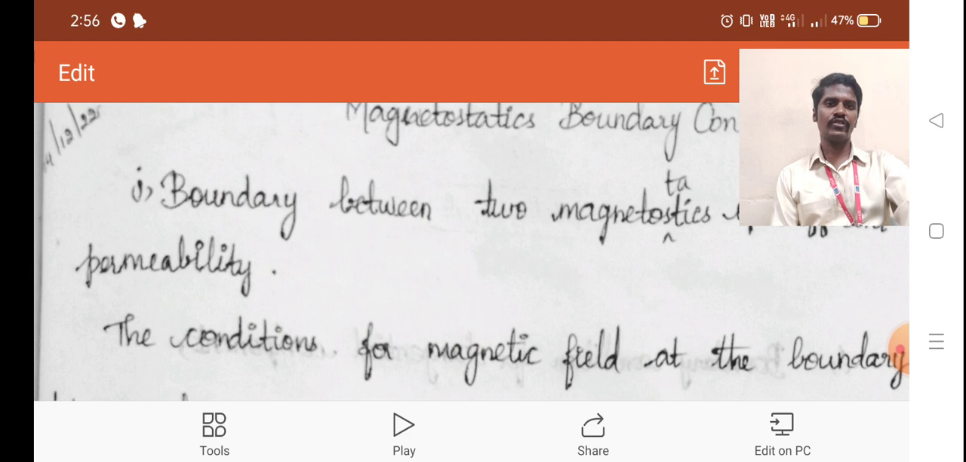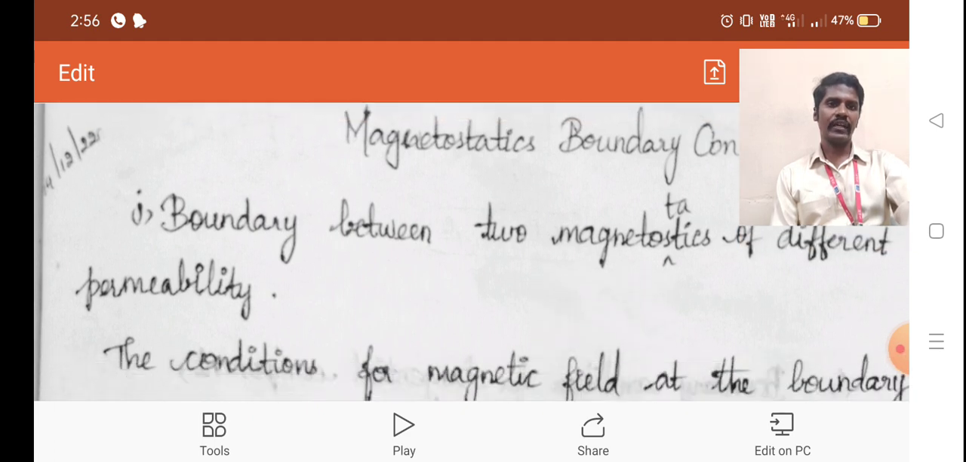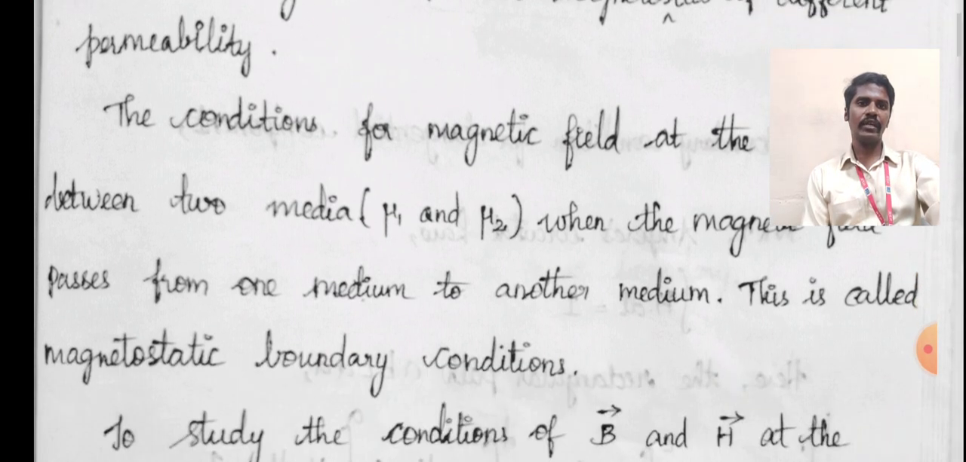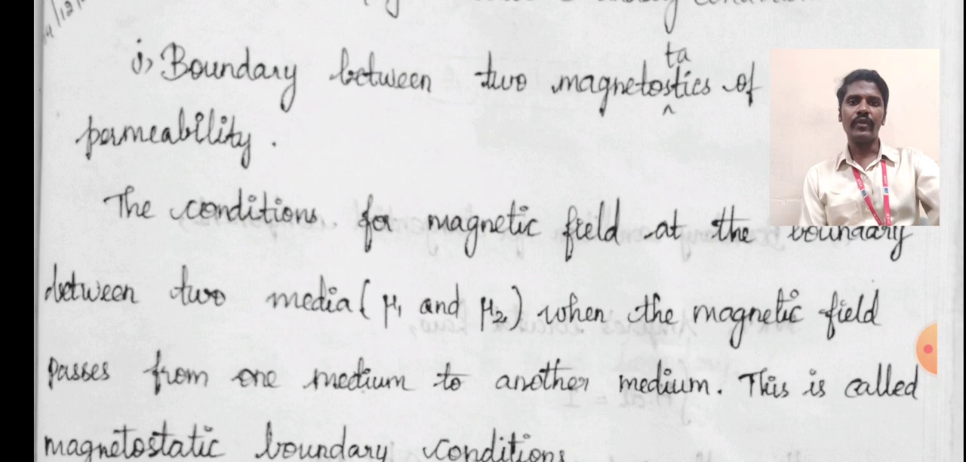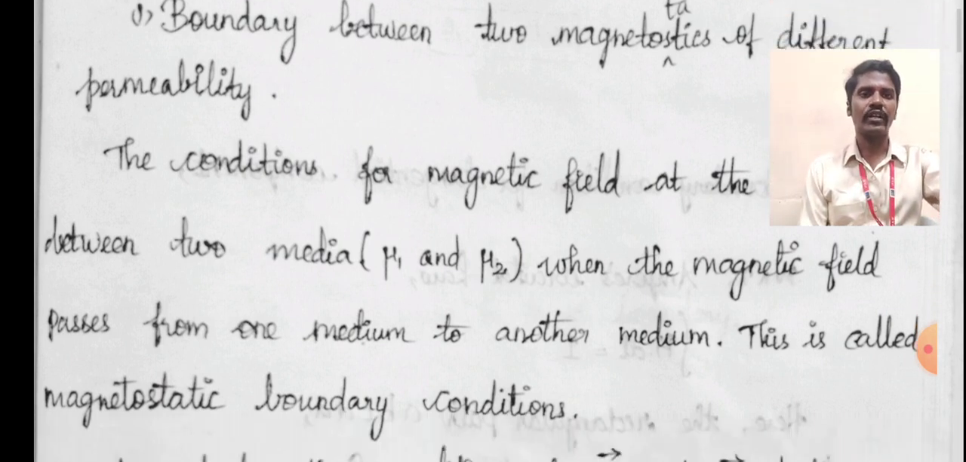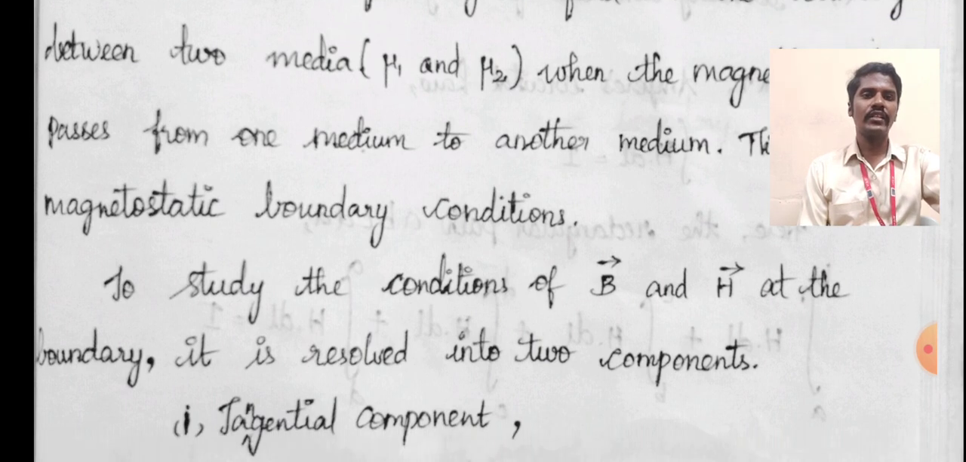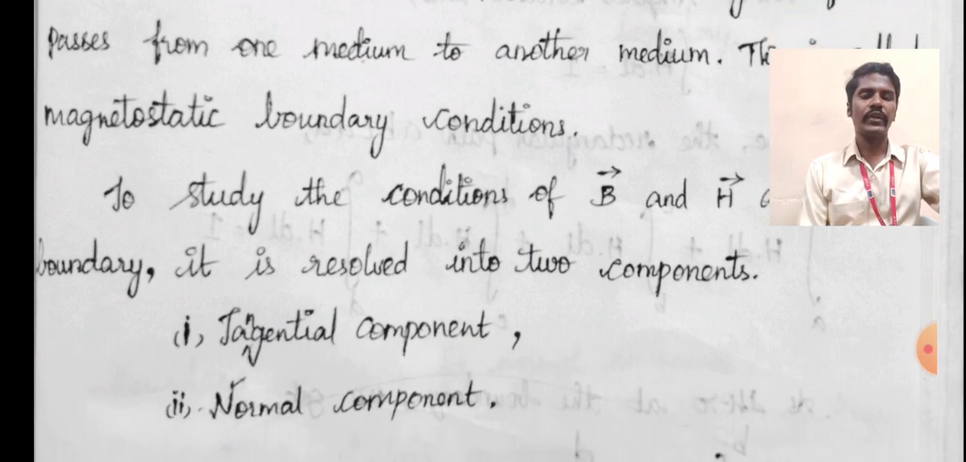First one is the boundary condition between two magnetostatic media of two different permeability. The condition for the magnetic field at the boundary between medium 1 and medium 2, as the field passes from one medium to another medium, is called the magnetostatic boundary condition. In order to study the conditions of B and H at the boundary, it is resolved into two components. One is called the tangential component, the other is called the normal component.